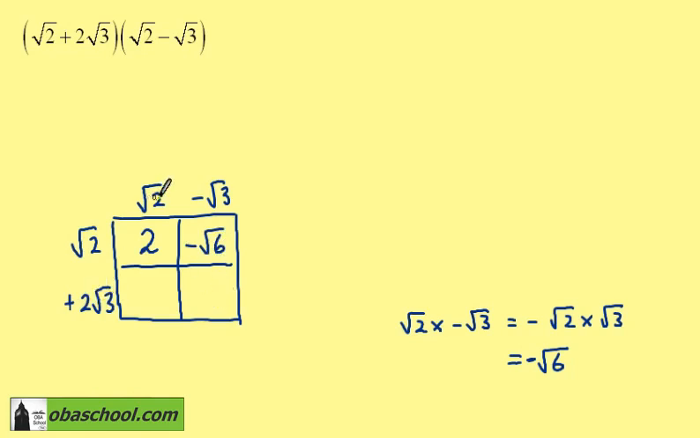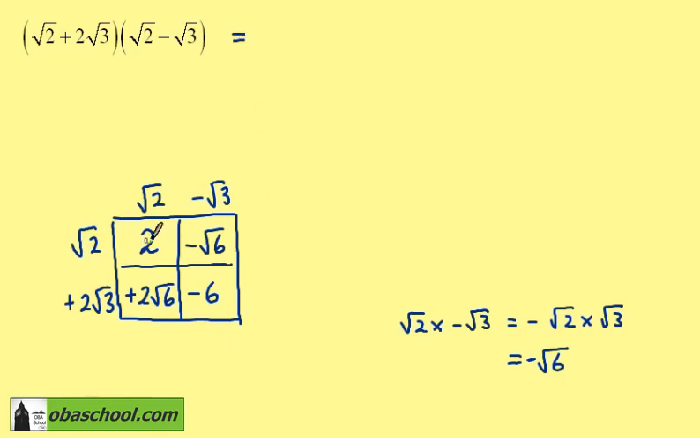The 2 root 3 times the root 2 is going to give me plus 2 root 6. And then 2 root 3 times minus root 3 is going to be a minus. Root 3 times root 3 is 3, times 2 gives us minus 6.